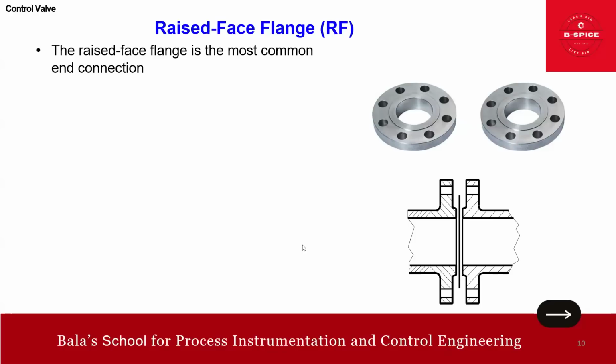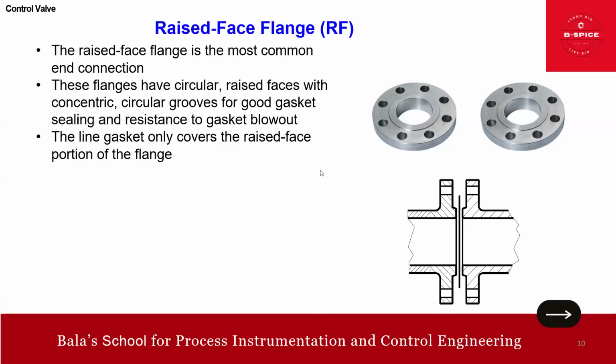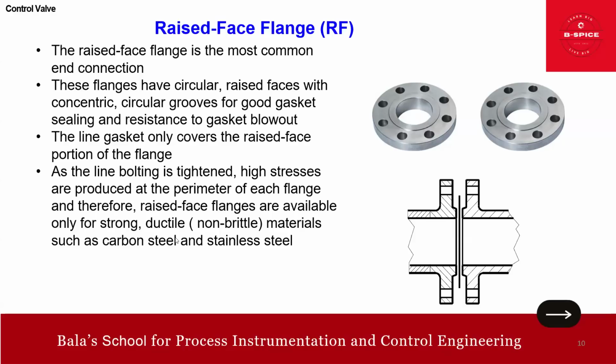So the raised face flange is the most common end connection. Okay, this we all know. These flanges have a circular raised face with concentric circular grooves for good gasket sealing and resistance to gasket blowout. So that is the beauty. Okay. So the line gasket only covers the raised face portion of the flange. The line gasket only covers the raised face of the flange.